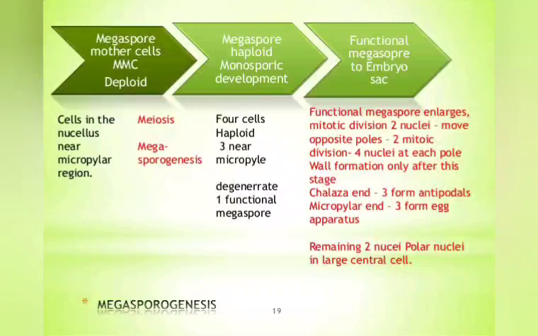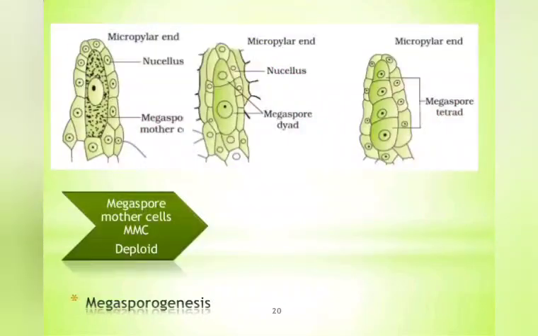In this flow chart you can see the cells in the nucellus part of ovule, which are called as megaspore mother cells. They will first undergo meiotic division to form 4 megaspores. But out of these 4, only one will be functional. That's why it is called monosporic development. And this functional megaspore will undergo the mitotic division to form the female gametophyte.